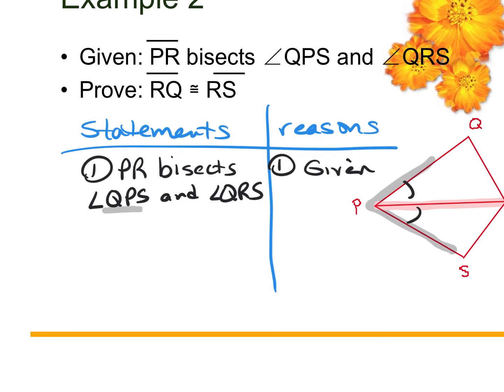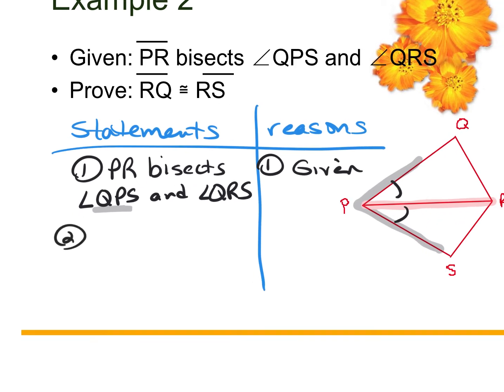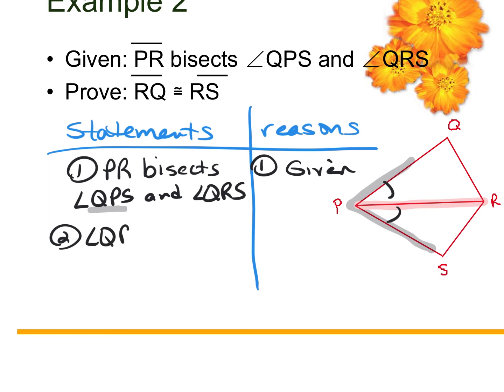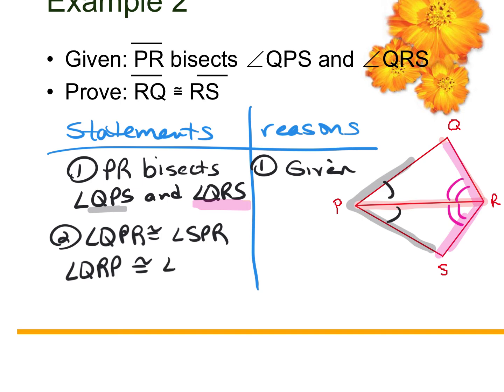So I can state that angle QPR is congruent to angle SPR. Now, I could put it in the same statement, or you could make it a separate statement. Notice it also told me that QRS was also bisected. So again, that's creating two congruent angle pairs. So again, I could state here that angle QRP is congruent to angle SRP. And now this reason is definition of an angle bisector.